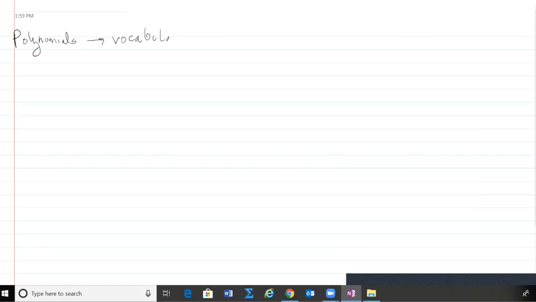Okay, vocabulary. Now, polynomials are made up of terms. And a term looks something like this: 3x squared, or 5xy, or 7, or, let's say, 4x. Those are terms.